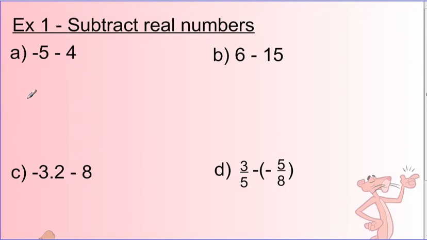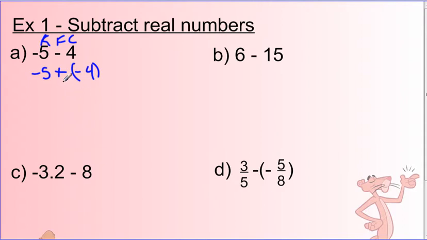First problem here is -5 minus 4. So we have a subtraction. So we're going to use KFC. So we're going to keep the first number the same. We're going to flip the sign from a minus to a plus. Then we change the sign of the second number. Now this number was positive, or is positive now, so we make it a negative. So we've done keep, flip, change.